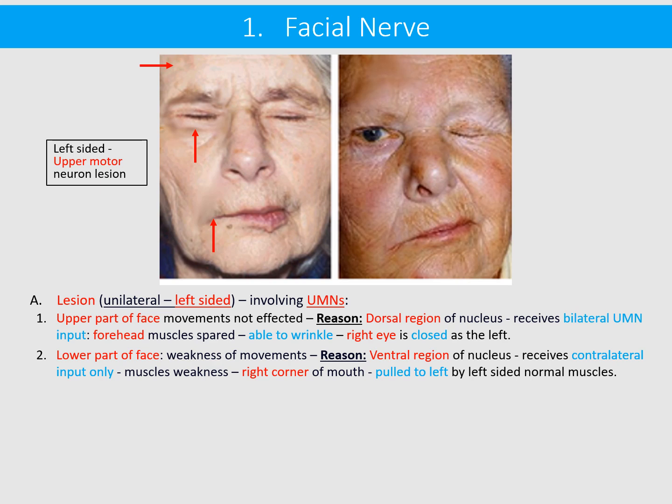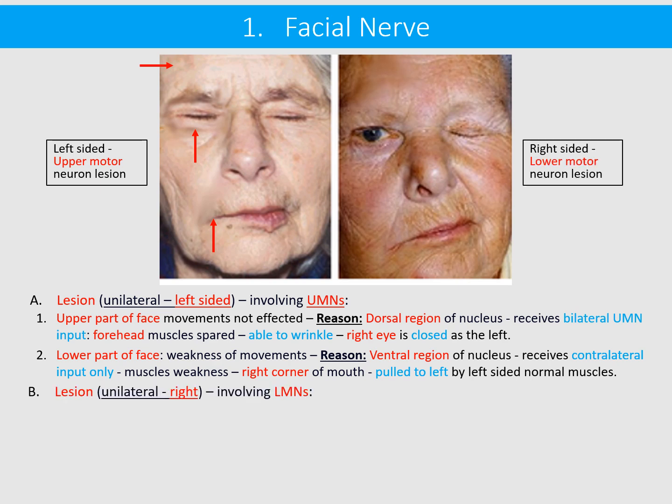Number two, lower part of the face shows weakness of the movements. Reason being that the ventral region of the nucleus, which is meant for the lower part of the face, receives contralateral input only. Hence, lower part of the face shows muscle weakness in the shape of right corner of the mouth is pulled to the left by left-sided normal muscles.